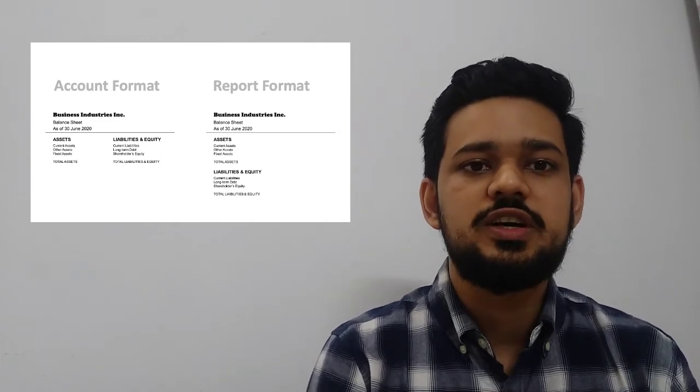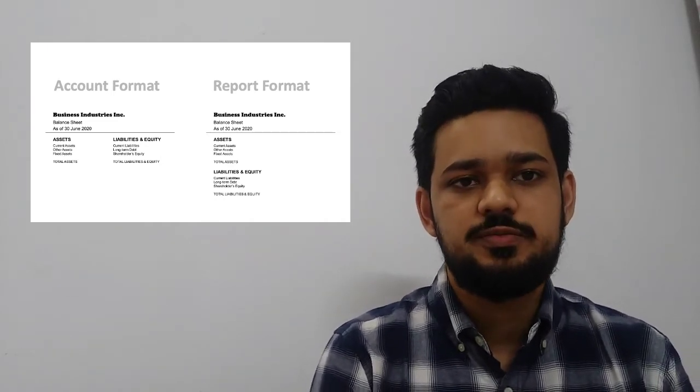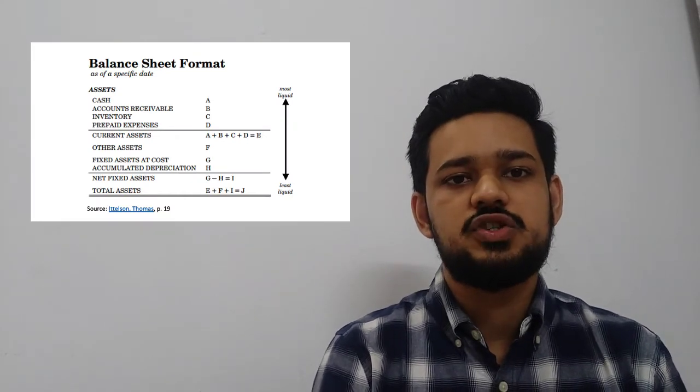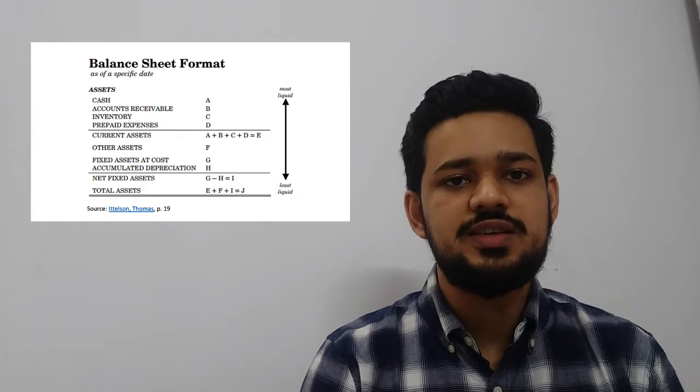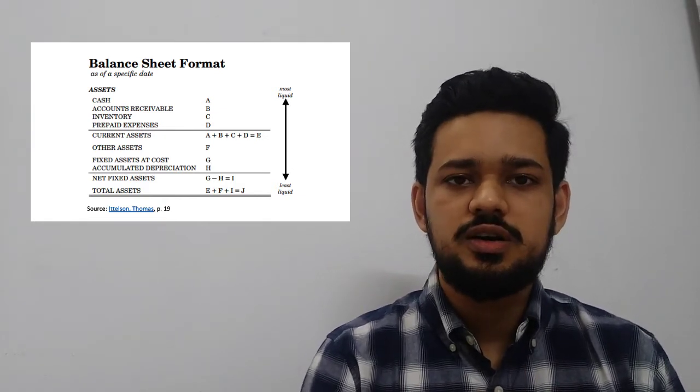Now let's look at what each of the 2 sections consists of. On the left-hand side of a balance sheet, you will make a list of all assets. These include current assets, other assets, and fixed assets. What are current assets?